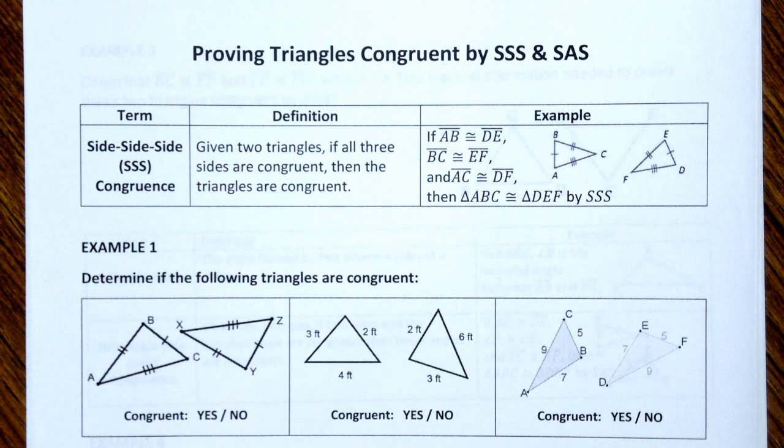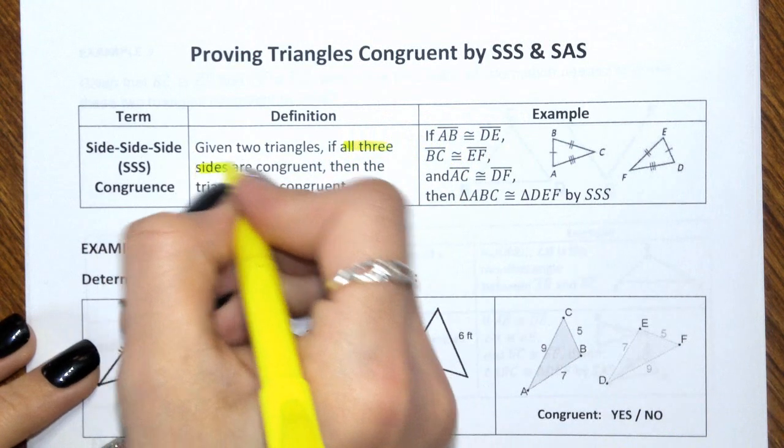We're going to talk about proving triangles congruent now. There are 5 different ways of proving triangles are congruent. The first 2 we're going to talk about are what we call SSS and SAS. So SSS is going to stand for side, side, side. All this means is that all 3 sides are congruent.